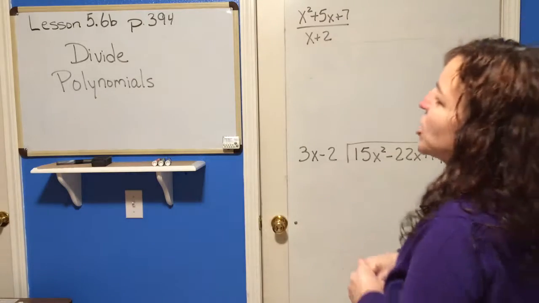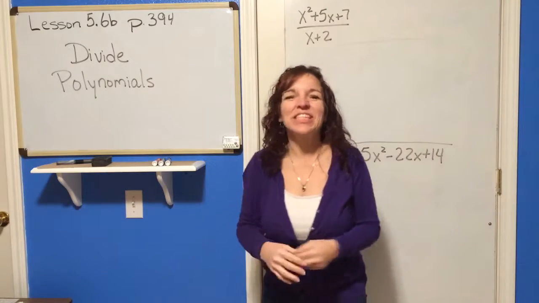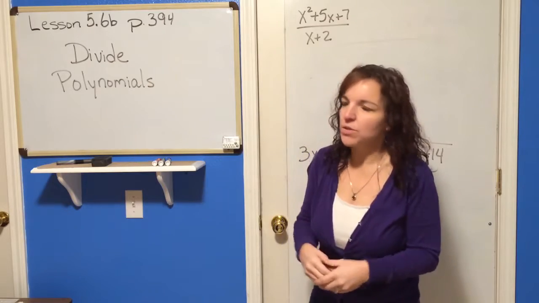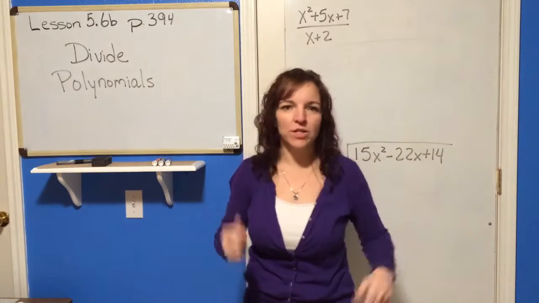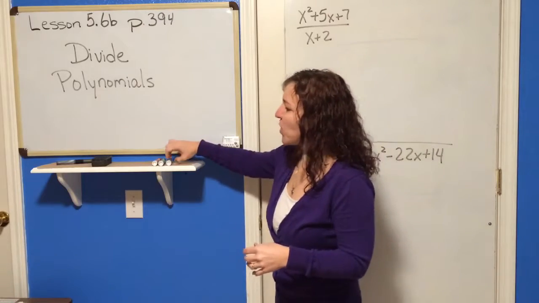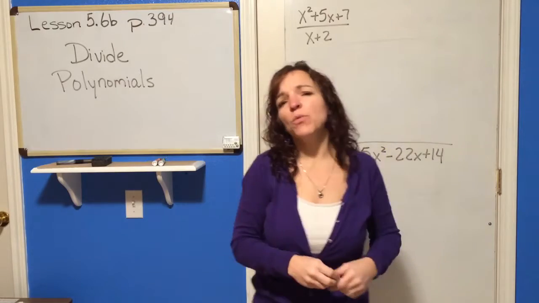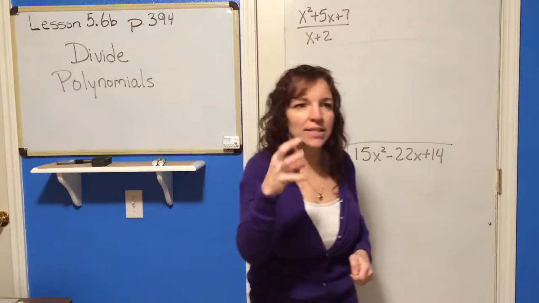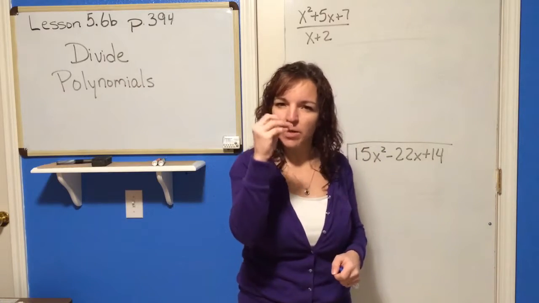The last section in chapter 5 is on dividing polynomials. You knew it was coming. We added, we subtracted, we multiplied. Now we're going to divide them. And just like with long division, it's not really hard. It's just lots and lots and lots of tedious little parts and pieces.